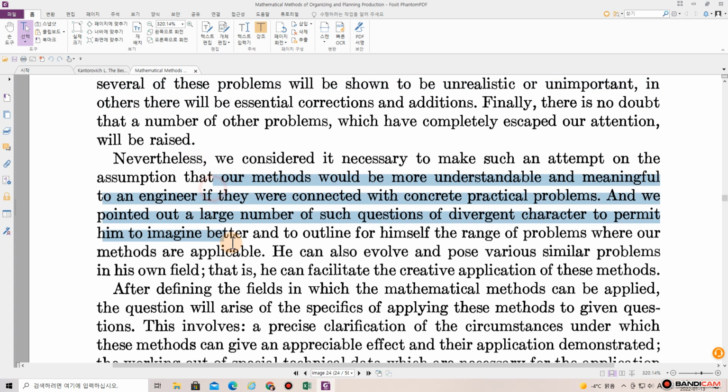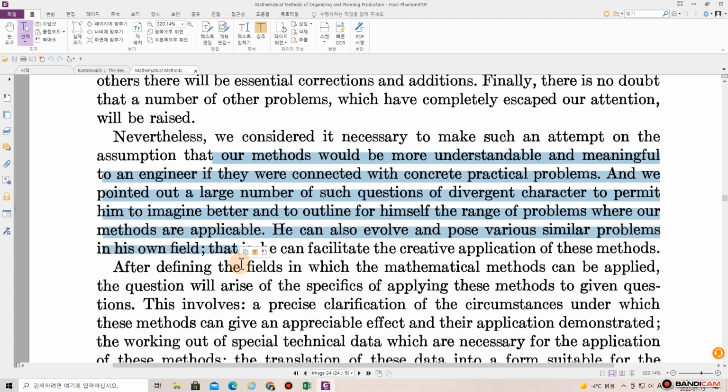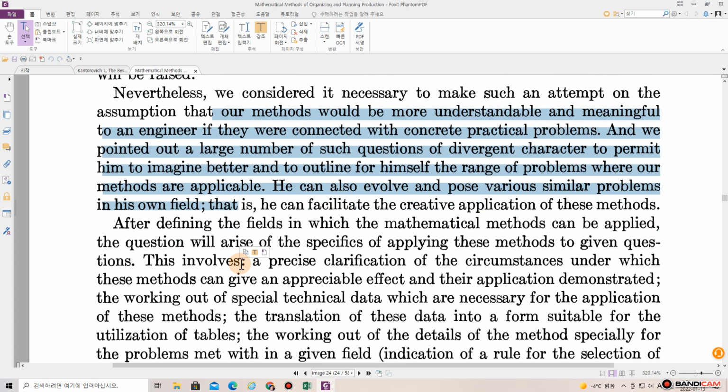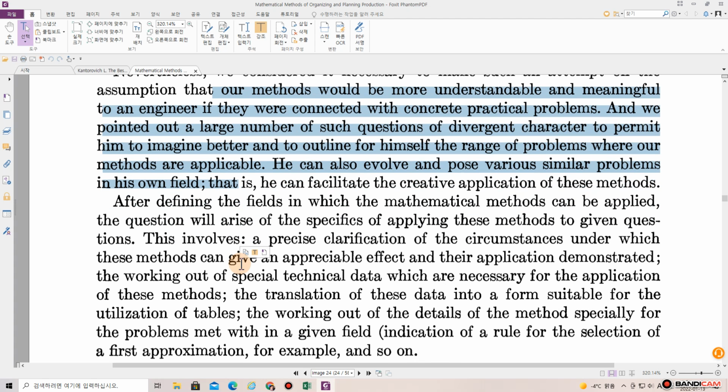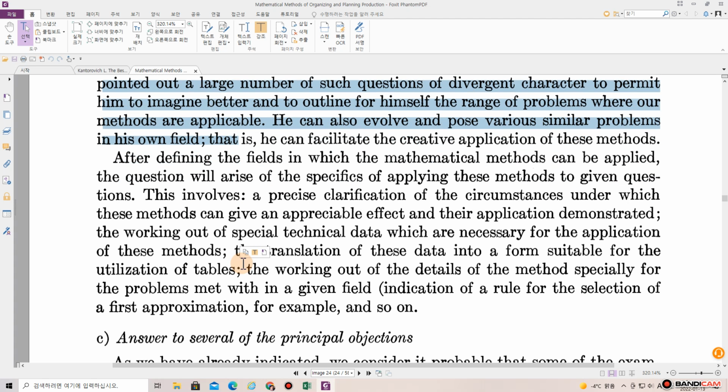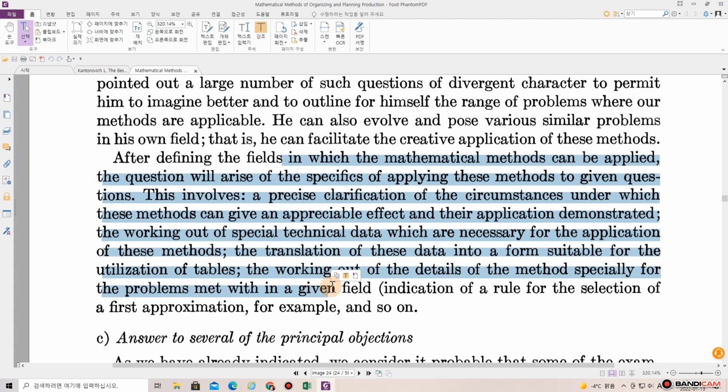Nevertheless, we considered it necessary to make such an attempt on the assumption that our methods would be more understandable and meaningful to an engineer if they were connected with concrete practical problems, and we pointed out a large number of such questions of divergent character to permit him to imagine better and to outline for himself the range of problems where our methods are applicable. He can also evolve and pose various similar problems in his own field. That is, he can facilitate the creative application of these methods.